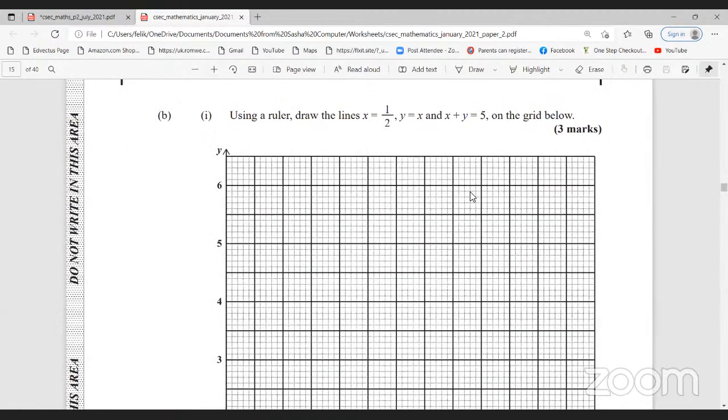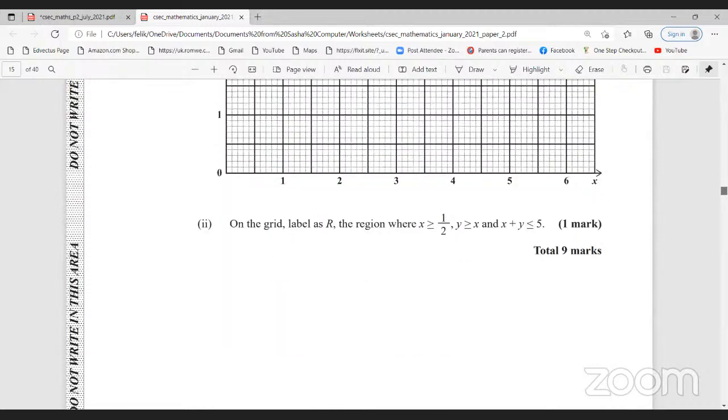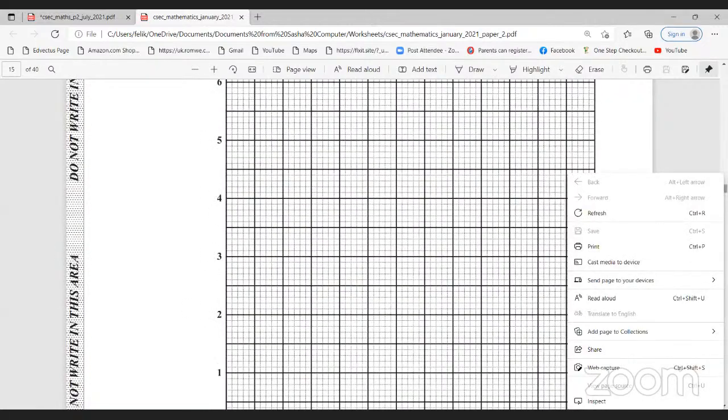Using a ruler, draw the lines x equal a half, y equal x, and x plus y equal 5 on the grid below. On the grid, label as R the region x greater than or equal to a half, y greater than or equal to x, and x plus y less than or equal to 5. So they didn't give us any domain.